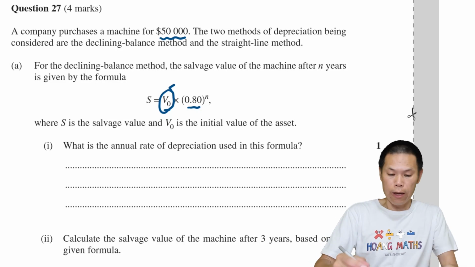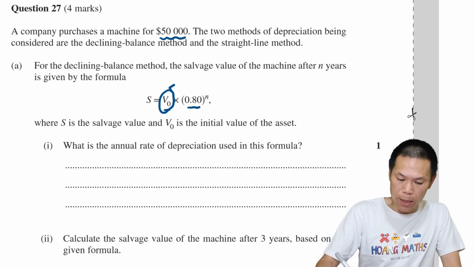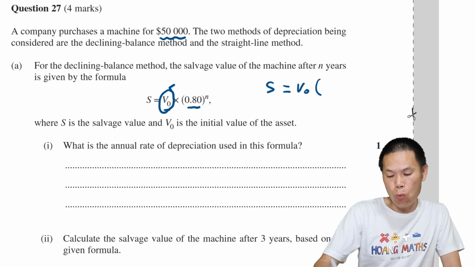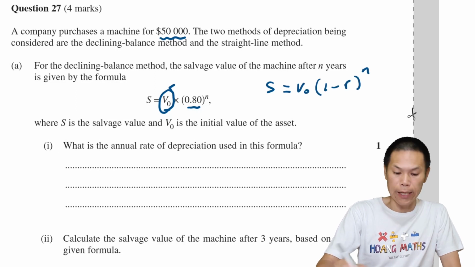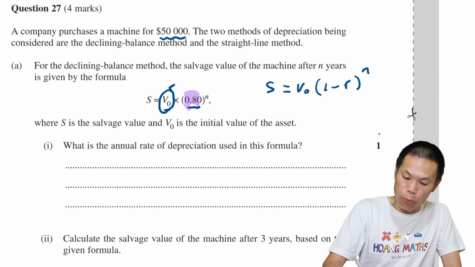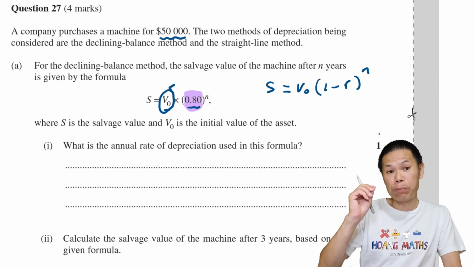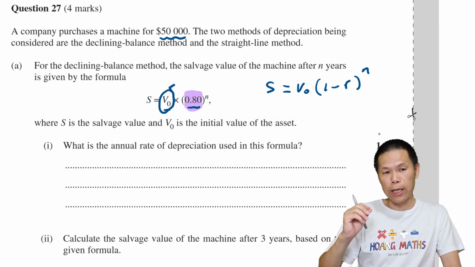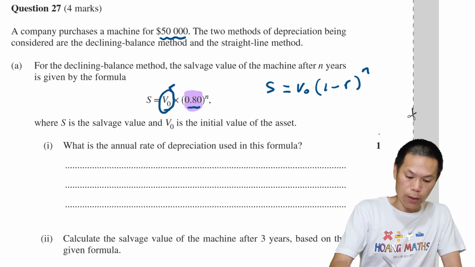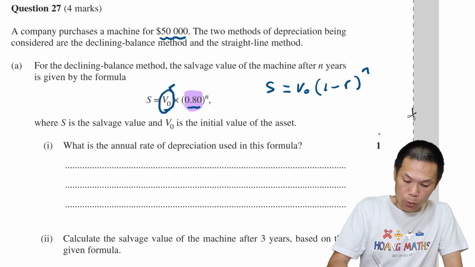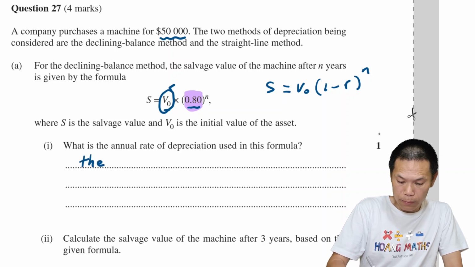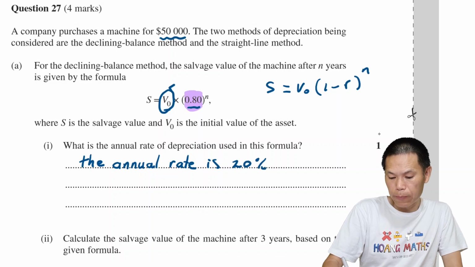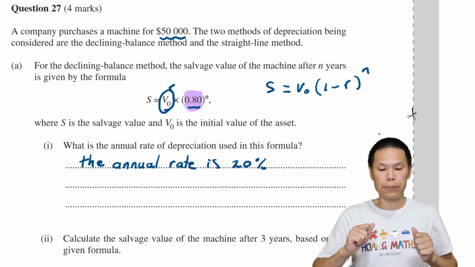So we know that for the declining balance method, S is V naught times (1 minus R) to the power of n. And because this is 0.8, that is 80%. So that means 20% is reduced. Therefore the annual rate is 20%. So there you go.